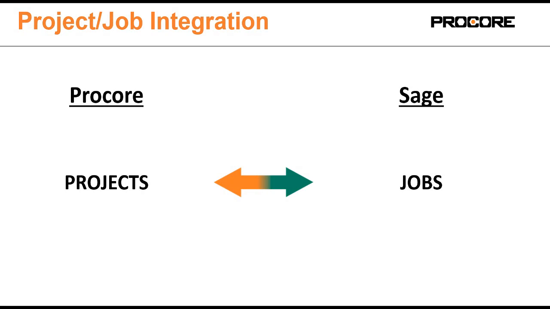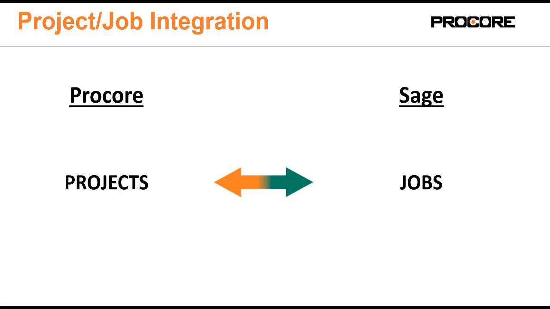In this video, I will demonstrate the different ways you can sync jobs between Sage and Procore. The integration between Procore and Sage as it relates to jobs is a two-way integration. This means that jobs that have been created in Sage can be used to create new projects in Procore, or you can also create projects in Procore that can be sent over to Sage.